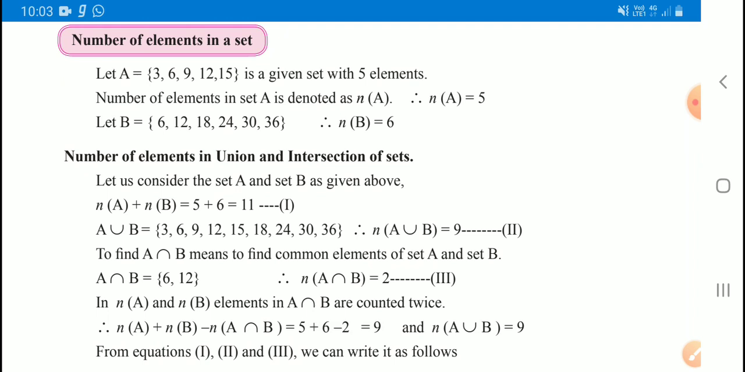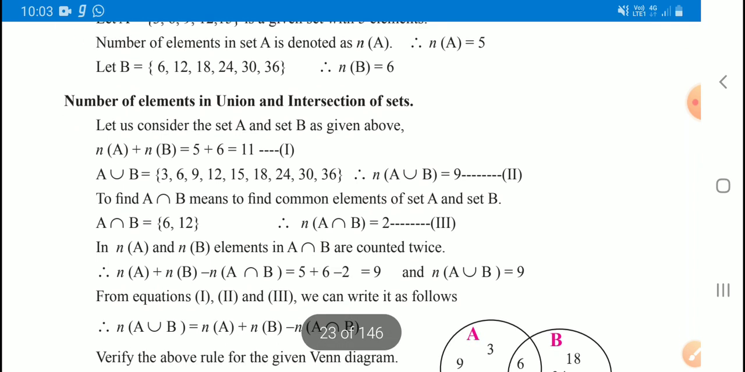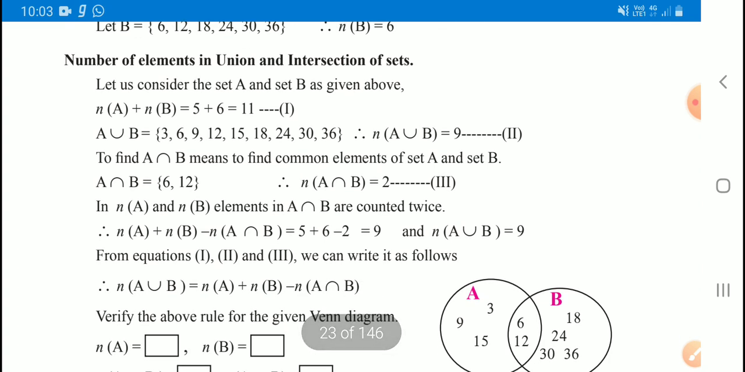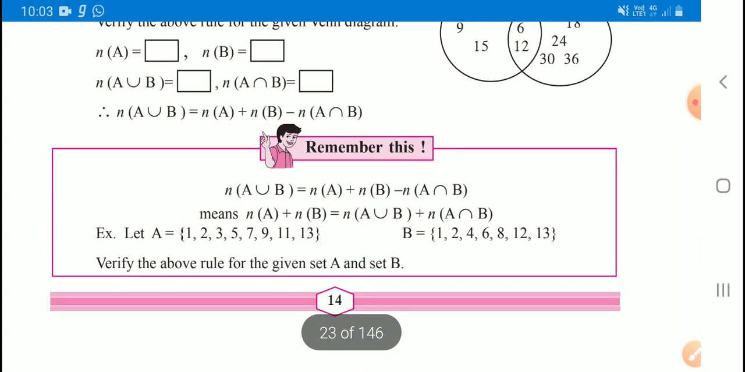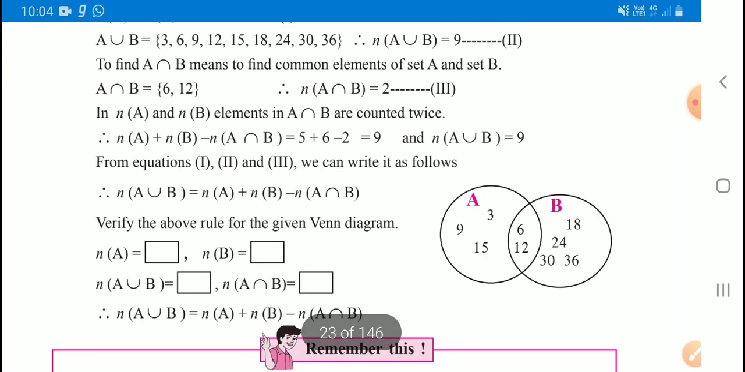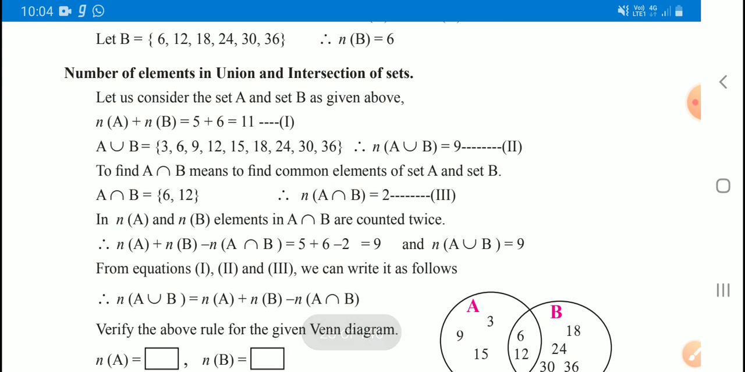Now, the number of elements in union and intersection of sets. They have given one example here. We will see that example and from that we will find the formula for the number of elements. If they give any 3 of these values, you can find the remaining 4th value. Here n of A plus n of B, as we counted, is 5 plus 6 is equal to 11.